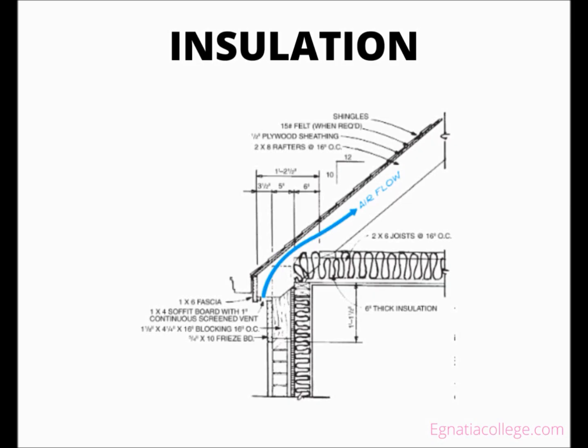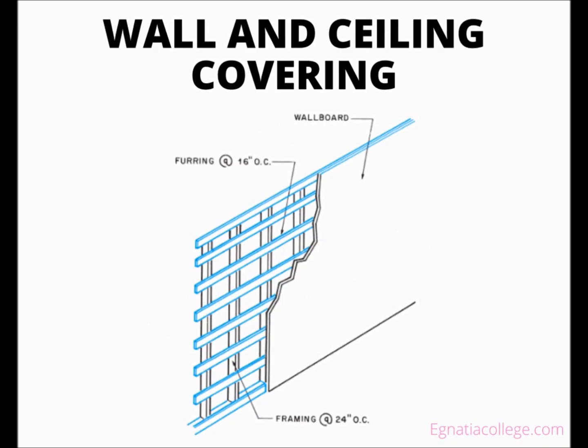Wall and ceiling covering. By far the most widely used wall surface material is gypsum wallboard. The most common thicknesses are 3/8-inch, 1/2-inch, and 5/8-inch. If gypsum board, sometimes called sheetrock, is to be used over framing that is spaced more than 16 inches OC or over masonry, the designer may call for furring.